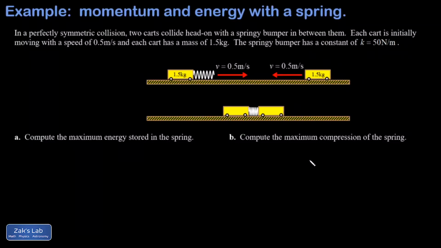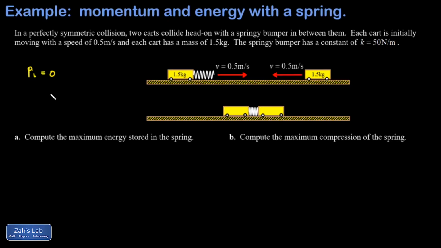In this problem, we have a perfectly symmetric elastic collision. So the mass of each cart is 1.5 kilograms, and they're coming at each other with exactly the same initial speed but opposite directions. So right from the beginning, we recognize that the total momentum of this system is 0. One cart has rightward momentum of 1.5 kilograms times 0.5 meters per second. The other has a leftward momentum with the same magnitude, so those add up to 0.